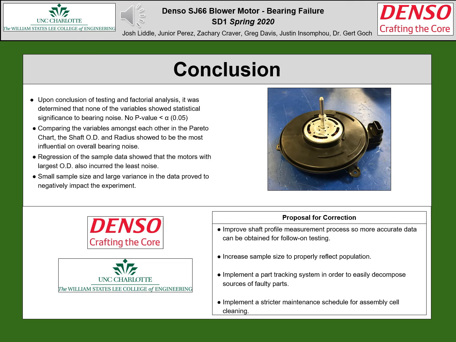Going forward, we think improving the shaft profile measurement process to allow more accurate and repeatable measurements, increasing sample size to accurately reflect the entire population, implementing a part tracking system in order to easily decompose sources of faulty parts, and implementing a stricter maintenance schedule for assembly cell cleaning would be good steps to help minimize the issue of bearing noise.